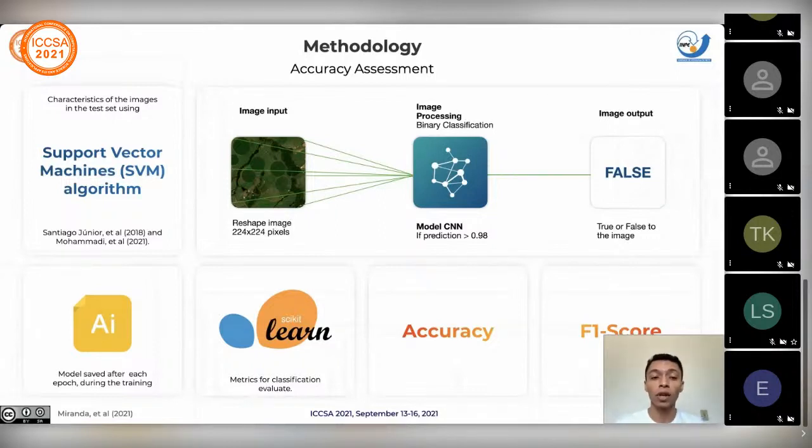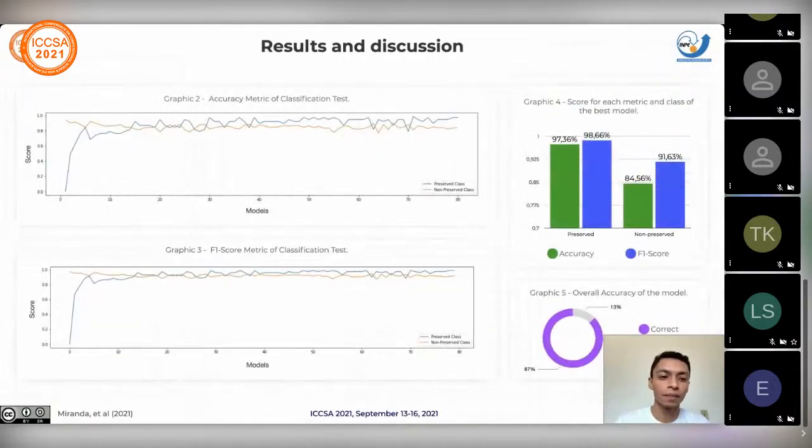We consider a threshold of 0.98 to classify the image as preserved when greater than the threshold, or the non-preserved class when lesser than the threshold. In order to evaluate the performance of our models, we use the accuracy and F1 score metrics from the scikit-learn library. The results.